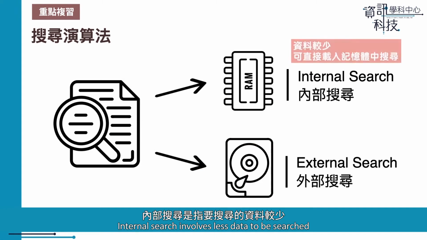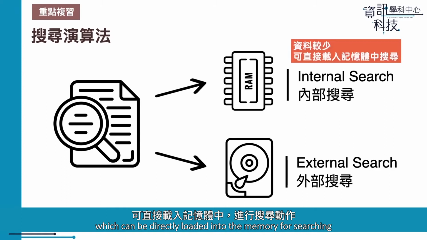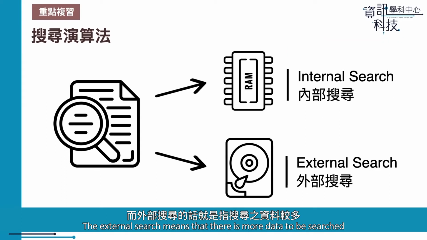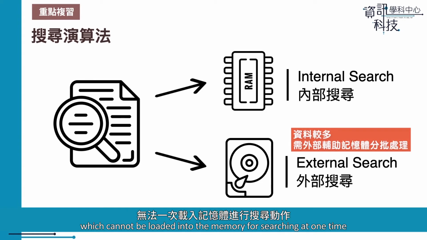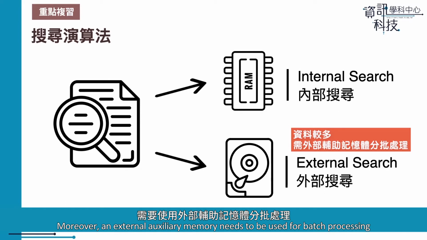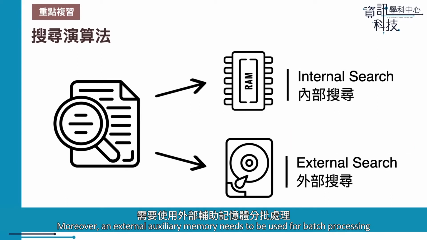Internal search involves less data to be searched, which can be directly loaded into the memory for searching. The external search means that there is more data to be searched, which cannot be loaded into the memory for searching at one time. Moreover, an external auxiliary memory needs to be used for batch processing.